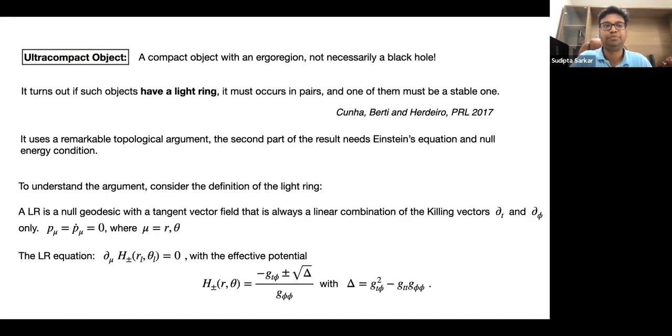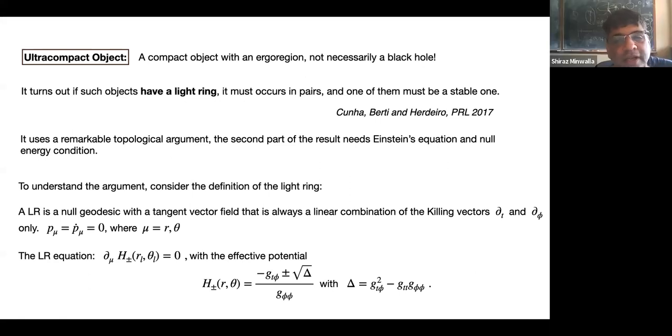Now I have to define what is called an ultra-compact object. So far I've not been very precise. I define a compact object with an ergoregion, not necessarily a black hole. A black hole is also an ultra-compact object, but not all ultra-compact objects are black holes. Then there are some very interesting, very recent results, particularly from a group in Portugal.